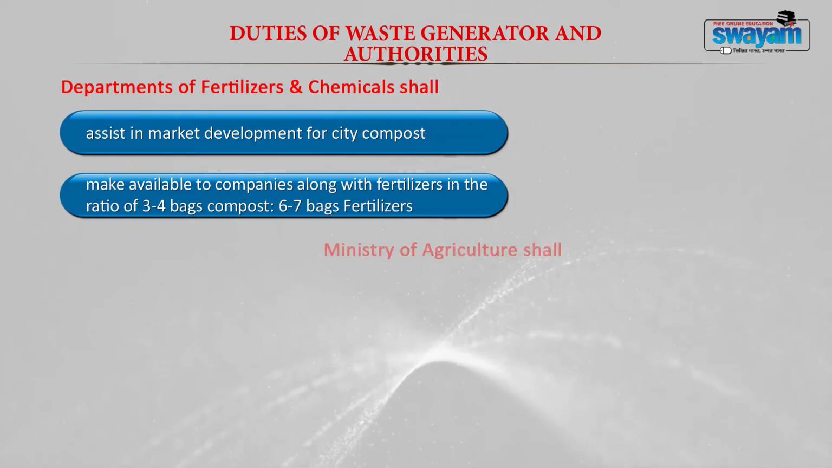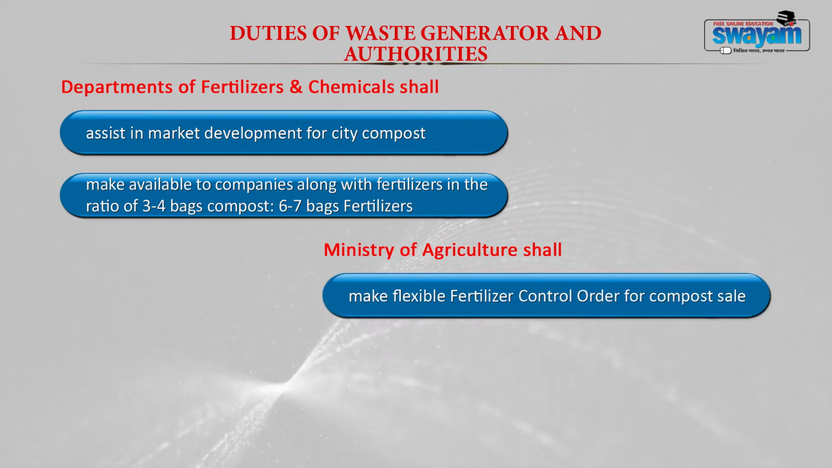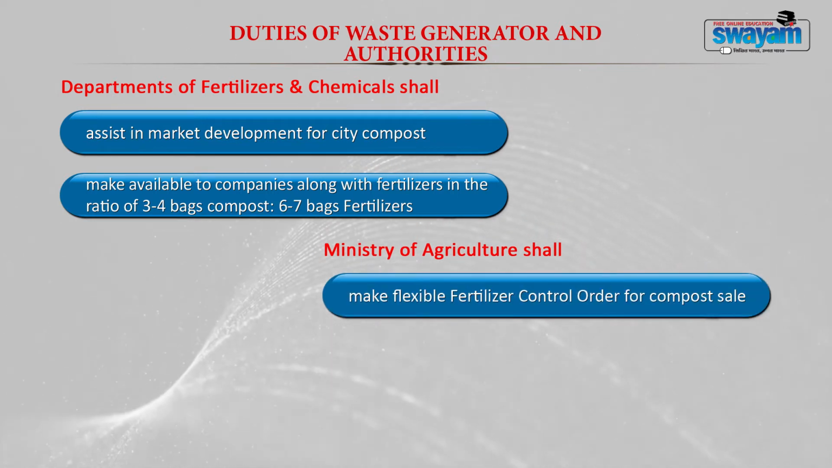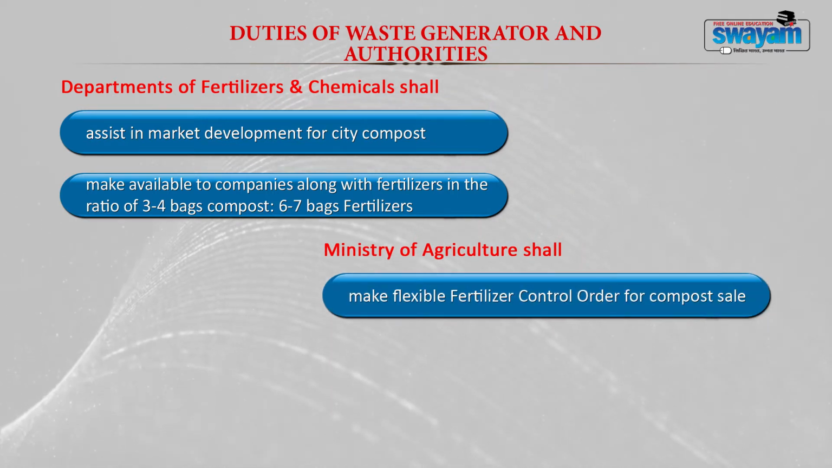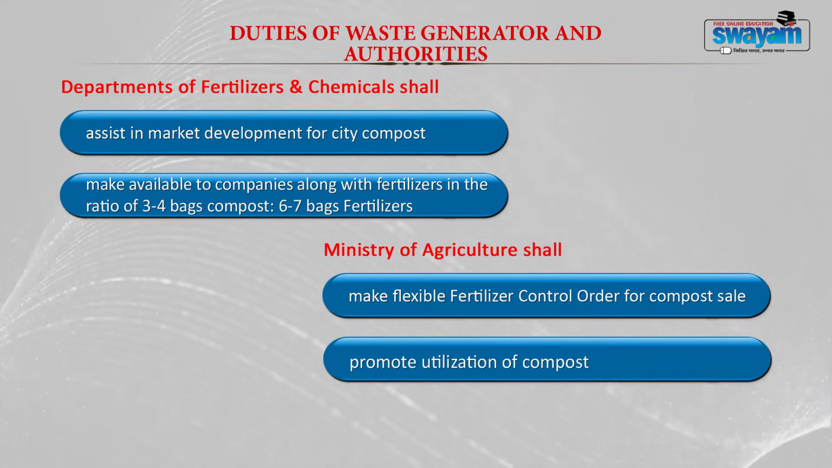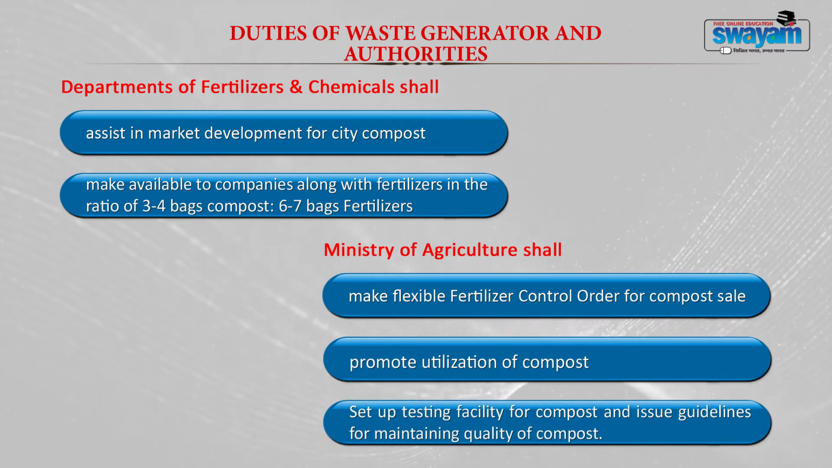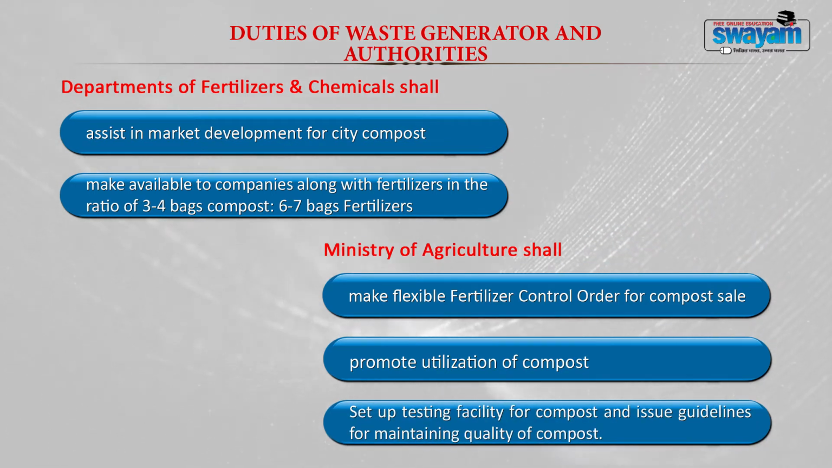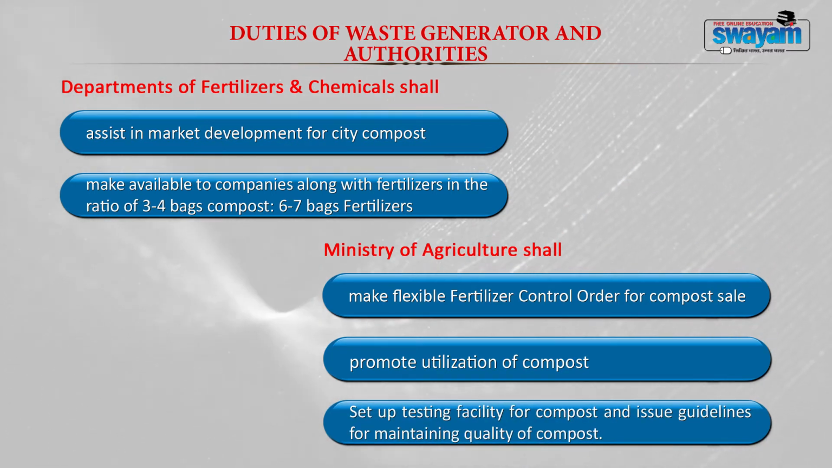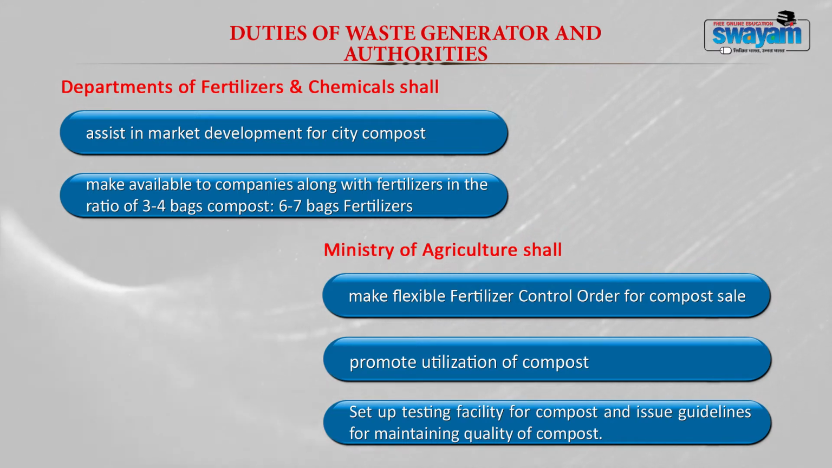Now, likewise, the Ministry of Agriculture shall make a flexible fertilizer control order for the sale of compost. They should also promote the utilization of compost that is generated from the municipal waste. Now, setting up of a testing facility for compost, and they should also issue certain guidelines for maintaining the quality of the compost. This is again the duty of the Ministry of Agriculture.